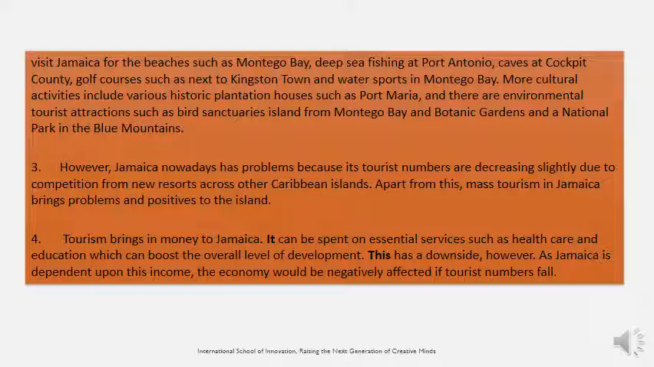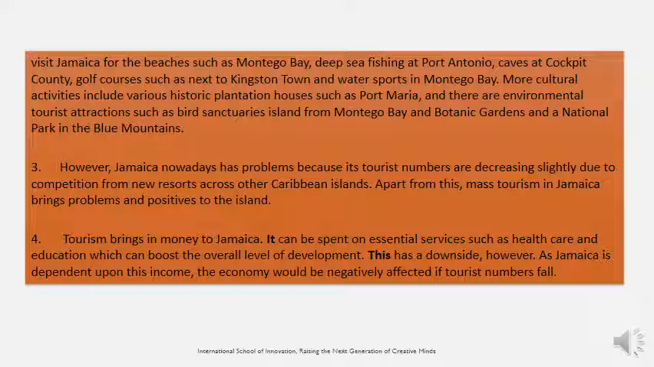However, Jamaica nowadays has problems because its tourist numbers are decreasing slightly due to the competition from new resorts across the Caribbean islands. So now new countries are being visited by tourists. So there is a competition between Jamaica and these countries. Apart from this, mass tourism in Jamaica brings problems and positives to the island. So even though they have mass tourism, it also has a negative effect and a positive effect at the same time. Let's see. Tourism brings money to Jamaica.